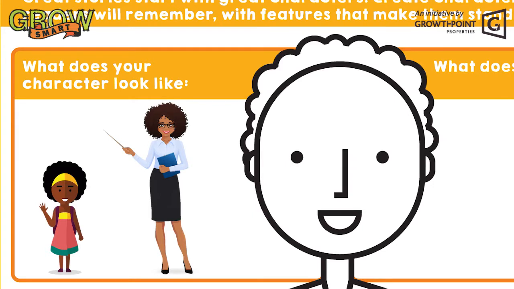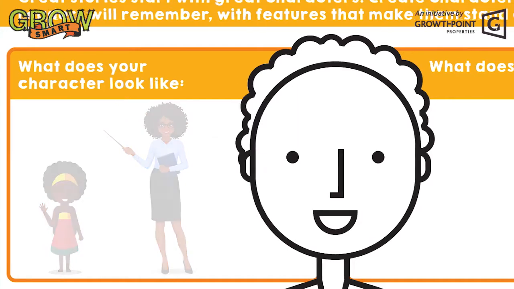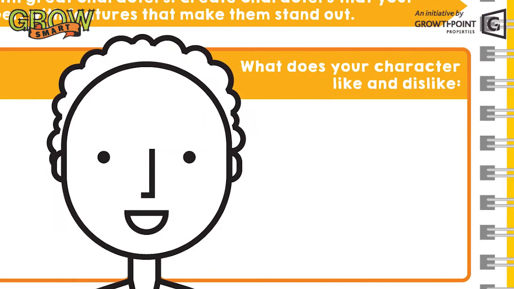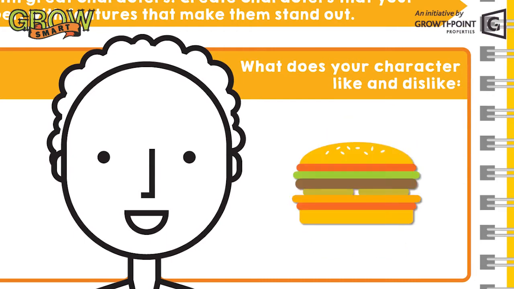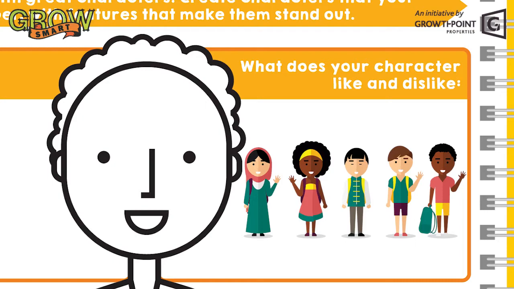What does your character like to wear? You also need to consider what features make your character stand out. Do they have scars or birthmarks? Maybe they have tattoos or piercings. Maybe they walk with a limp, or maybe they're missing a limb. Next, you need to think about what your characters like and dislike. What are their hobbies? What are their favorite foods? Who are the kinds of people that they like to spend their time with?